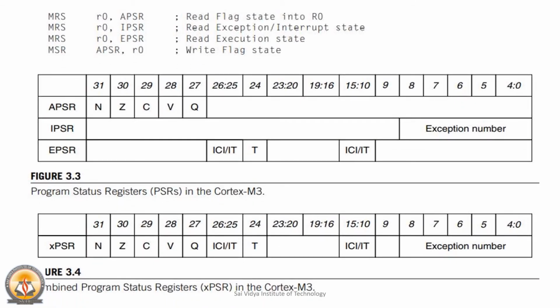This figure represents the internal flags available in the program status registers. As we can see, in the first 4 lines of code, the MSR and MRS instructions are used to access the program status registers. We can see that the APSR, IPSR and EPSR are read using the MRS instructions, and APSR can be changed or written into using the MSR instruction, whereas the IPSR and EPSR are read-only.